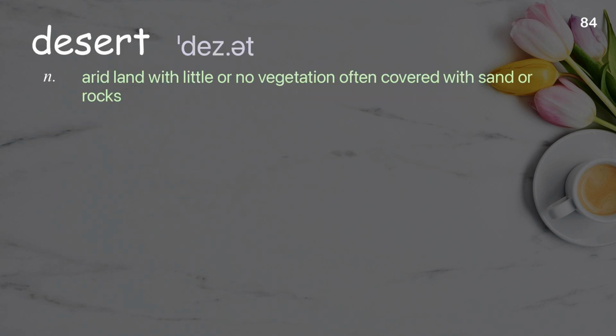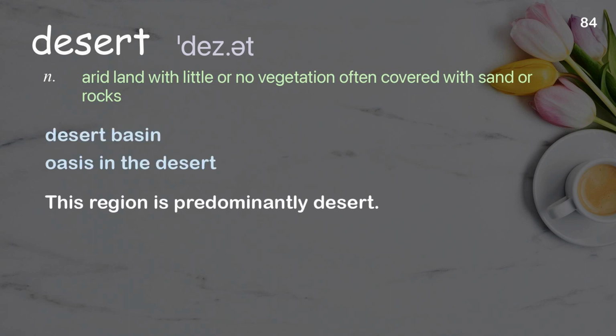Desert. Arid land with little or no vegetation, often covered with sand or rocks. Examples: Desert basin, oasis in the desert. This region is predominantly desert.